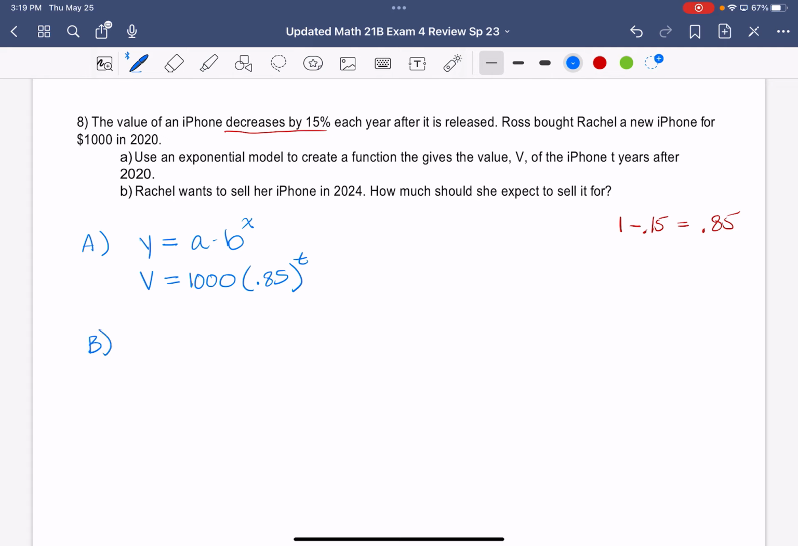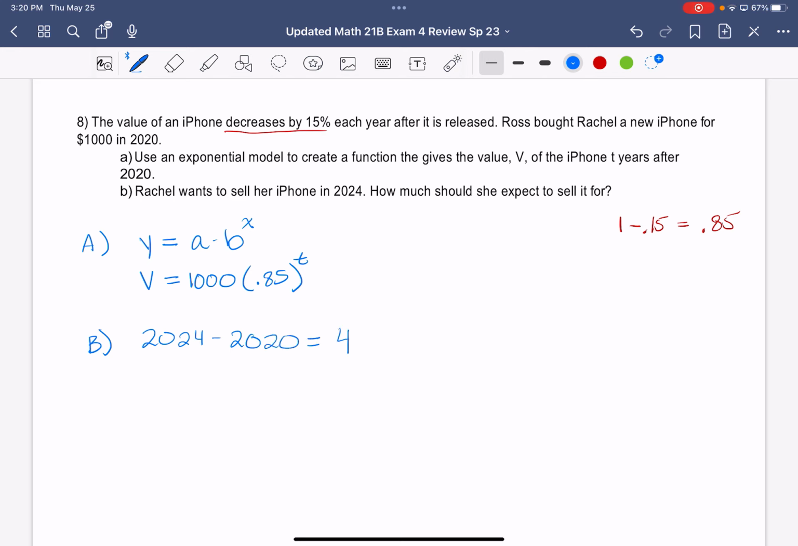Okay, part B. Rachel wants to sell her iPhone in 2024. How much should she expect to sell it for? So what do I do with that 2024? Can I go straight to plugging it in for t? You have to subtract the years, because t isn't the year. t is the years after 2020. So you have to figure out how many years have passed. So 2024 minus 2020 is 4.